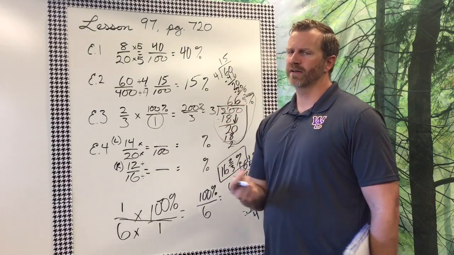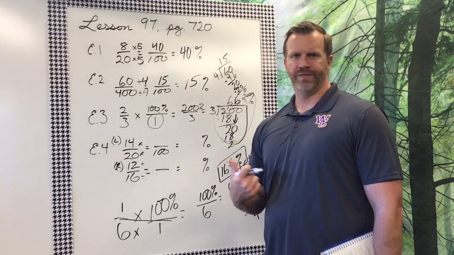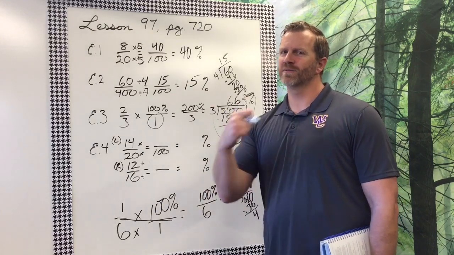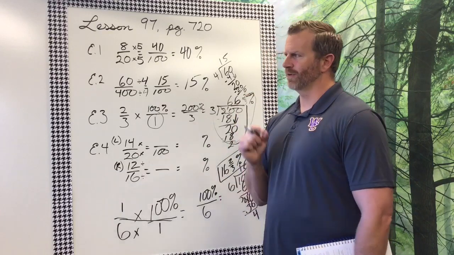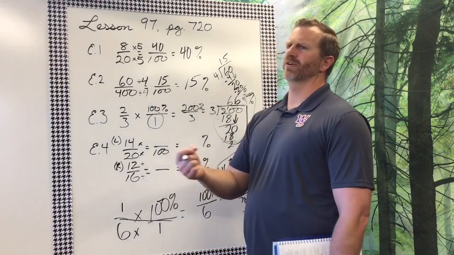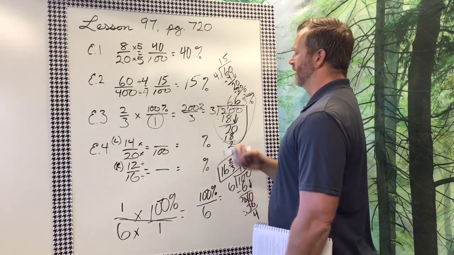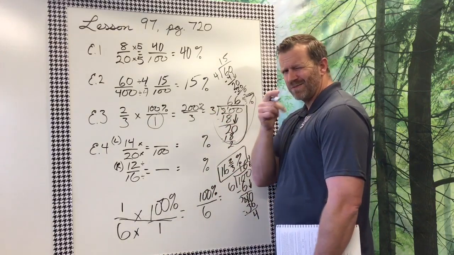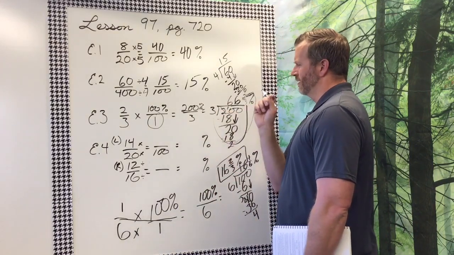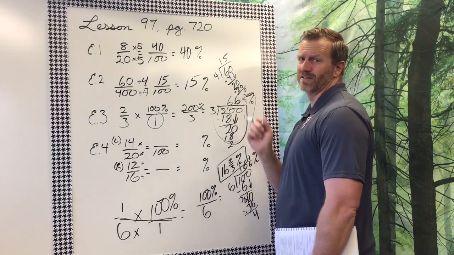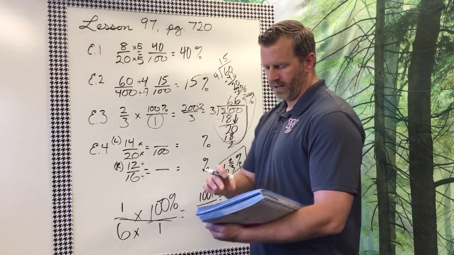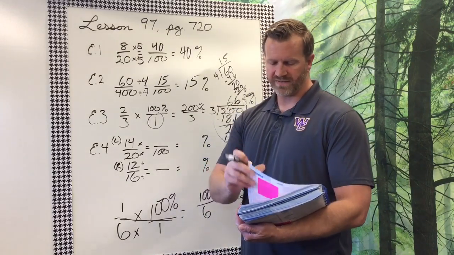Now 1/3 is just half that, 33 1/3. Those are ones we need to have memorized because those ones you will use a lot for the rest of your elementary, junior high, and high school career. So commit those ones to memory. 1/3, 33 1/3%, 2/3, 66 and 2/3%. Awesome. Go ahead and turn to page 722.